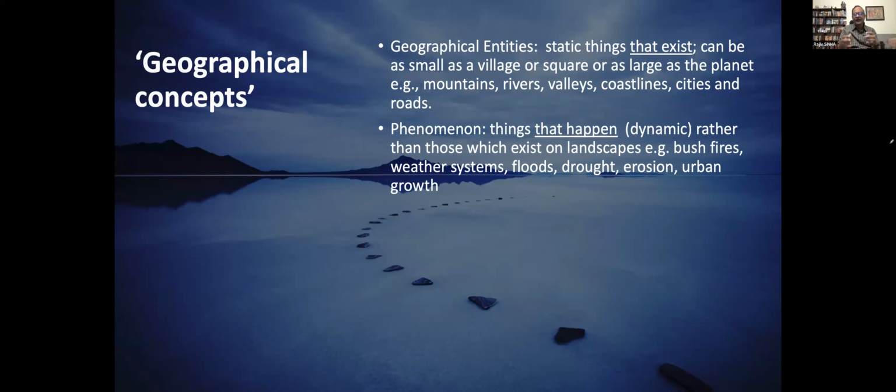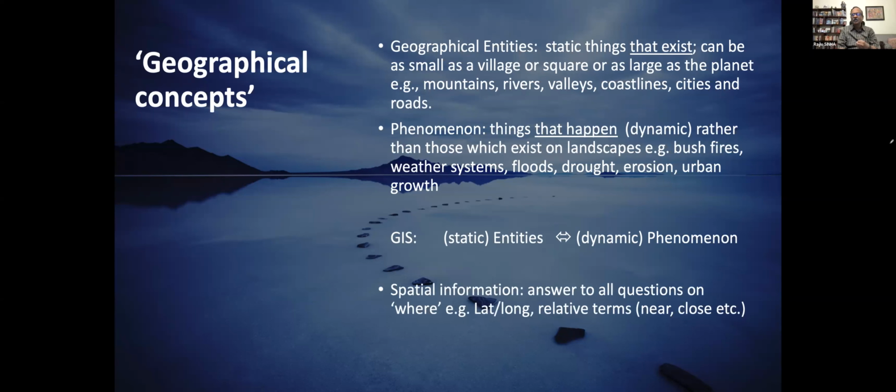These are phenomena. And one of the very important things the GIS does is that it connects the geographical entities with the phenomena. So what GIS is actually trying to do is to connect the static entities with the dynamic phenomena, right? And then you create spatial information out of that. And then you can answer all questions which are related to where, for example, lat long, relative terms, et cetera. And information related to when, for example, clock time, date, when did that flood happen? When did the maximum extent of a flood happen?